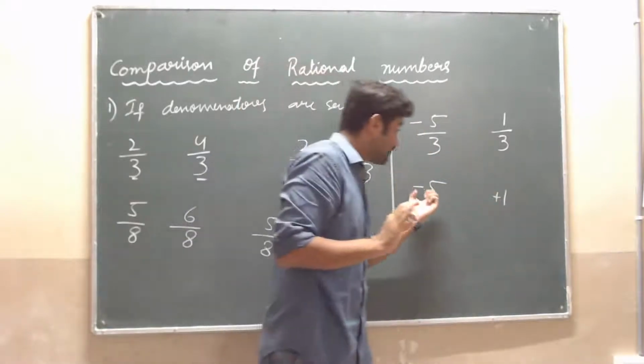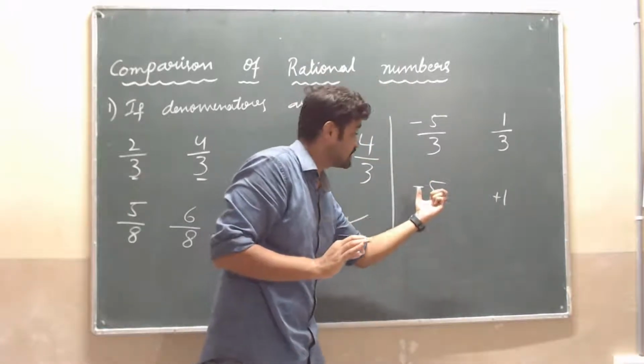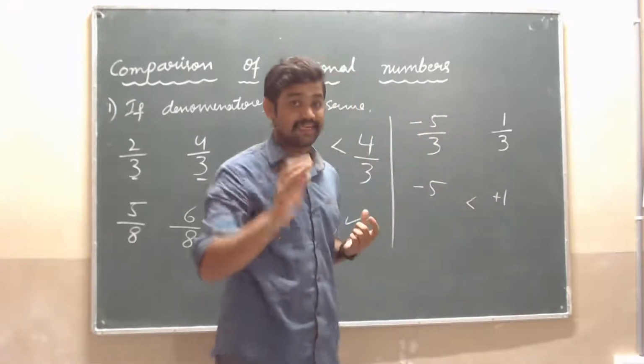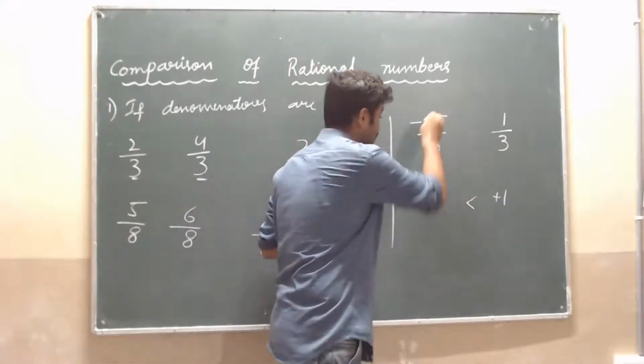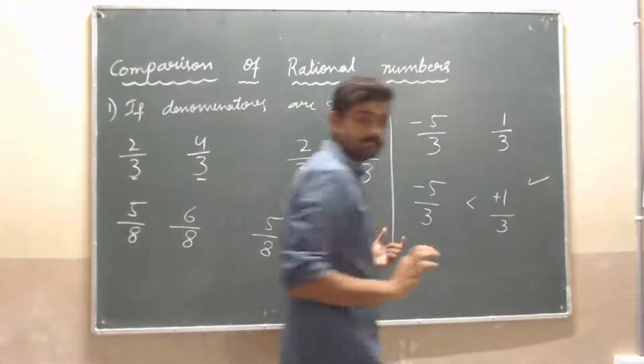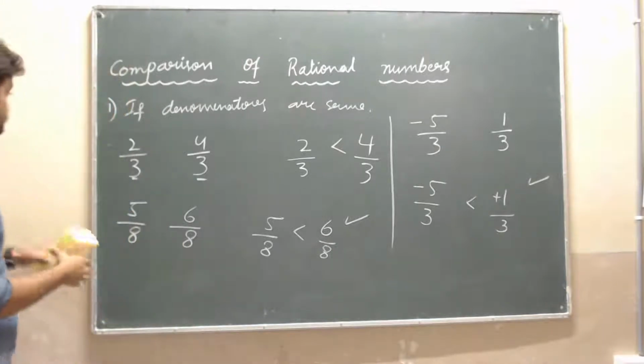Then which is smaller here? That is -5, isn't it? -5 is smaller than +1. Then we can easily write that -5 by 3 is smaller than +1 by 3. Okay, then take one more example.